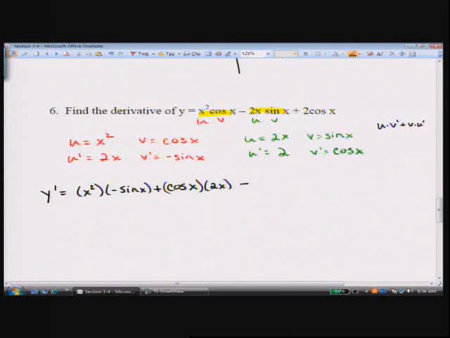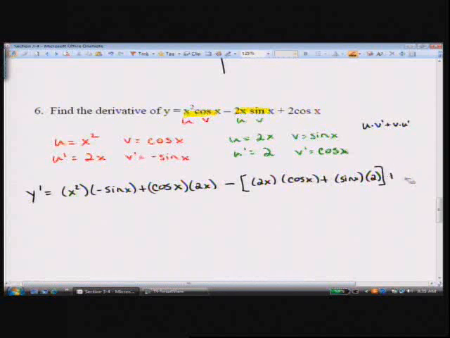And then it's going to be minus this next one, which is u, which is 2x, the green u, times v prime, which is the green sine x. Just kidding, the green cosine x. Plus v, which is sine x, times u, which is 2, and then plus 2 times the derivative of cosine x, which is 2 times negative sine x. Yeah, I'm running out of room there.